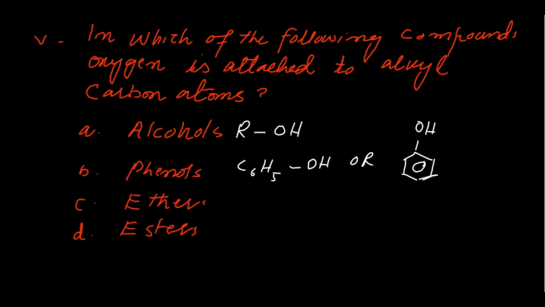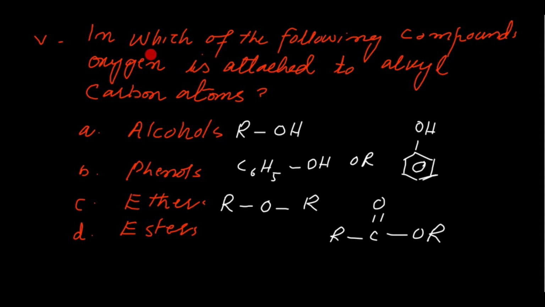Next molecule which is given is ether. We write the general formula for ether. The general formula for ethers is ROR. This is the general formula for ethers. And the last compound, option D, which is given is esters. We write the general formula for esters, that is RC double bond O OR. This is the general formula for ester.